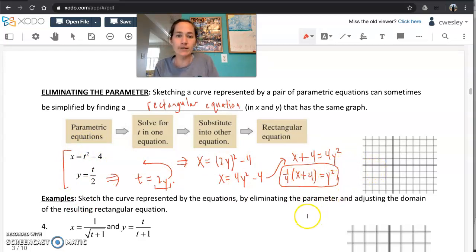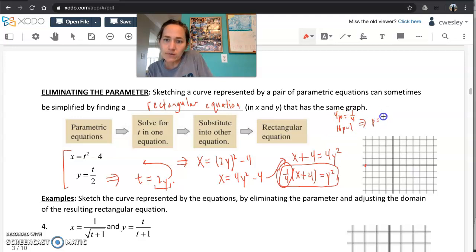Where's the vertex of this parabola? Great review. h and k: negative 4, comma 0. So we've got a vertex over here. It's going to open up, down, left, or right. Well, we see y is squared, so we're going to pick some kind of sideways. And we see 4p is a positive value. 4p equals 1/4, and you get 16p equals 1, and p is 1/16. So we're going to travel in the positive direction to get to the focus if you wanted to put the focus on there.